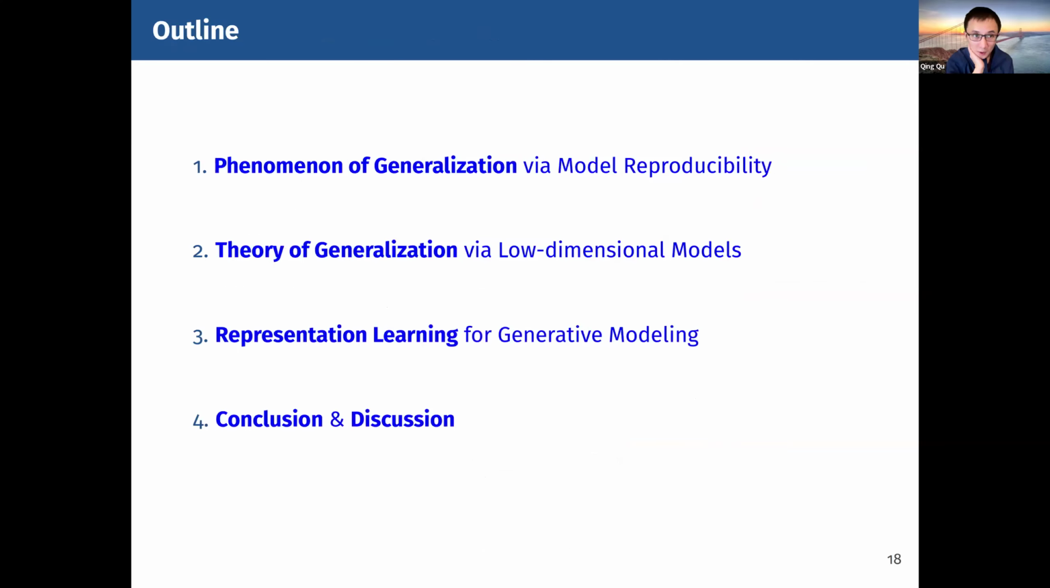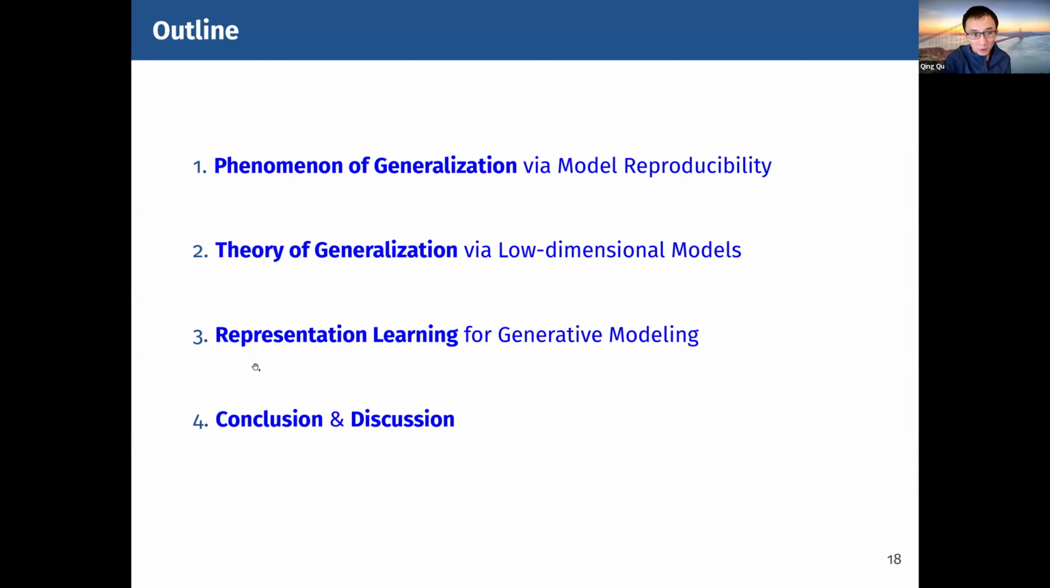To answer this question, we partitioned the talk into three parts. In the first part, we try to better understand this generalization phenomenon through the observation of a very interesting model reproducibility phenomenon. Based on that, we will develop a theory of generalization by looking into the low-dimensional structures of data. Our model is not learning arbitrary distributions, but images, which are relatively low-dimensional. We are trying to precisely capture the sample complexity, and why we can break the curse of dimensionality when learning high-dimensional distributions.